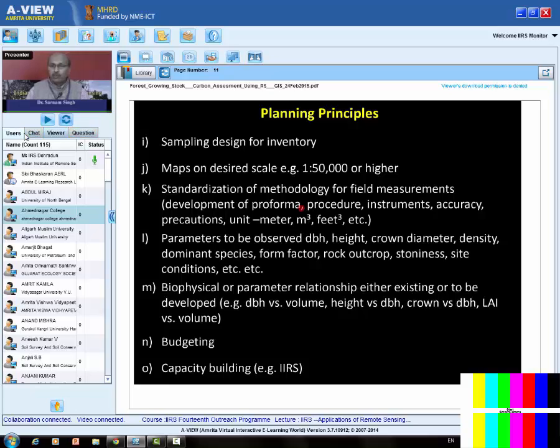This is a more important aspect of it, because it depends upon the money, time and manpower available. And what should be the scale for the maps that are going to be generated, maybe 1:50,000 or maybe higher.